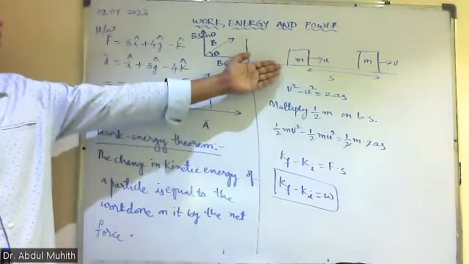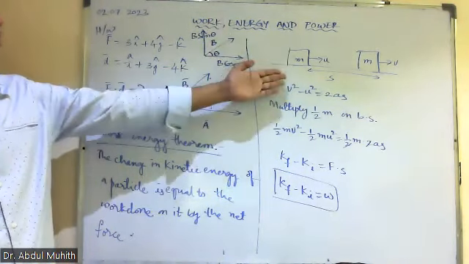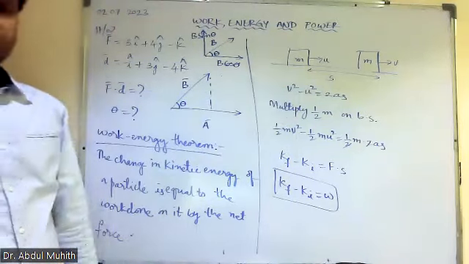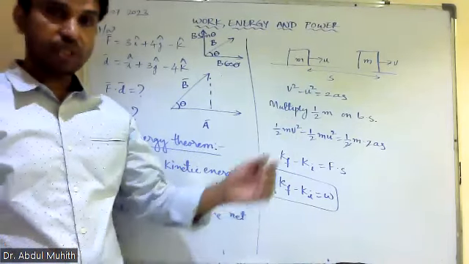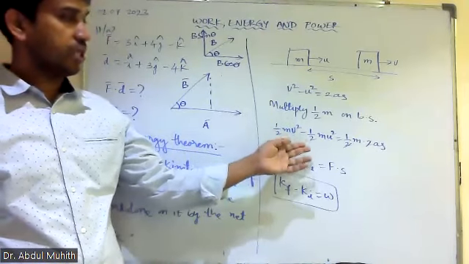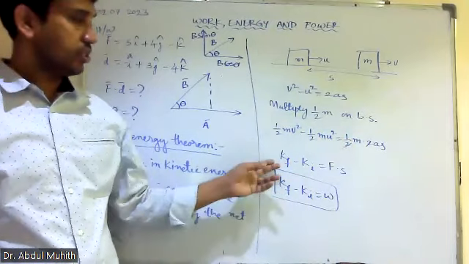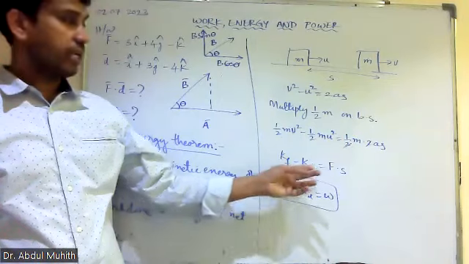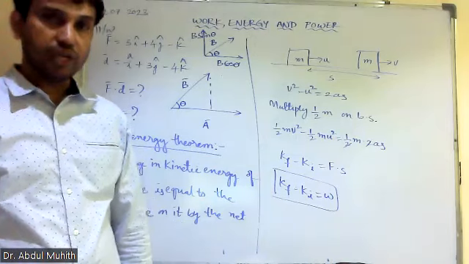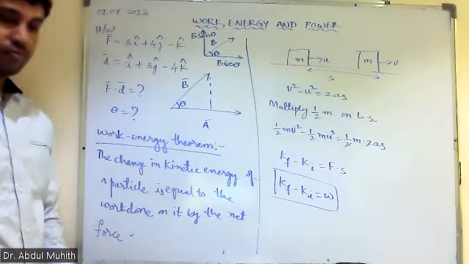There is a body whose mass is m, initial velocity is u, final velocity is v, displacement is s. The equation of motion is v square minus u square equal to 2as. Multiply half m on both sides: half mv square minus half mu square is equal to half m into 2as. The 2 goes away. This is final kinetic energy minus initial kinetic energy, equal to force into displacement, and force into displacement is work done. Is that clear? Yes, sir.